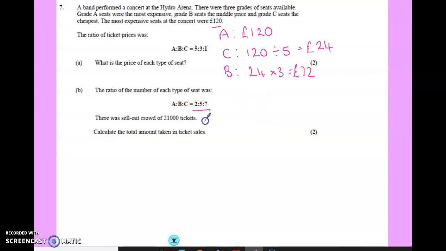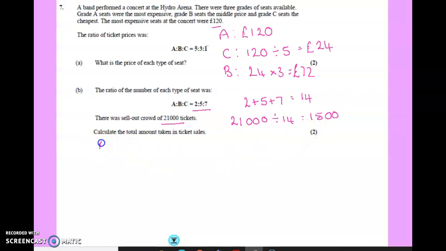We're told the number of each type of seats are in the ratio 2 to 5 to 7, and altogether there are 21,000 seats. So if we start by adding 2, 5 and the 7 together, that gives us 14. That means we need to split this into 14 equal parts, because here we've got 14 equal sections. So we do the 21,000 divided by 14, which is 1,500.